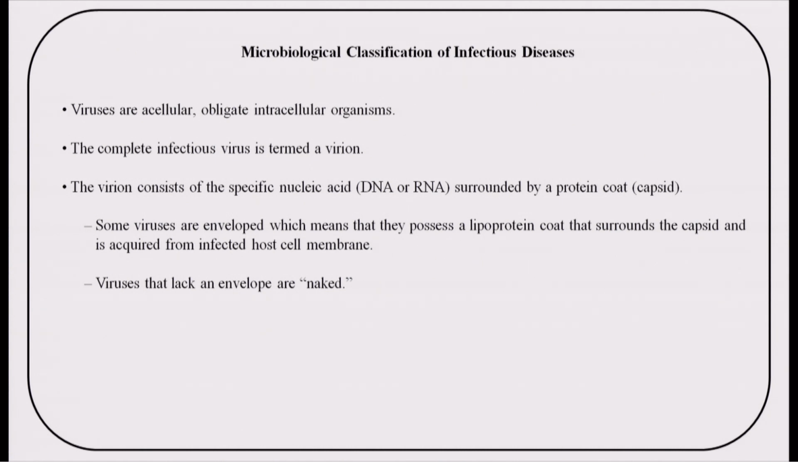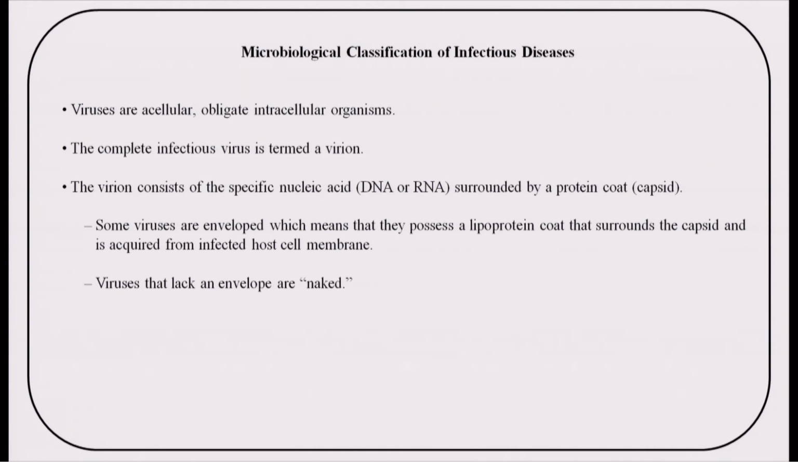Coming to the next slide about the microbial classification of infectious diseases and the viruses, again they are acellular, obligate intracellular microorganisms. They consist of a specific nucleic acid known as DNA or RNA, and some of them are surrounded by a coat called a capsid. So, the viruses which are enveloped are covered by a capsid, and viruses which are not covered are called non-enveloped viruses.